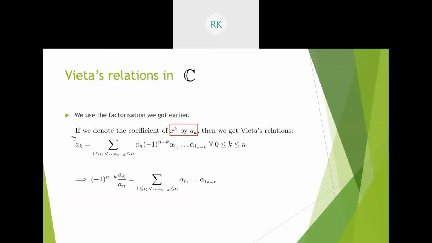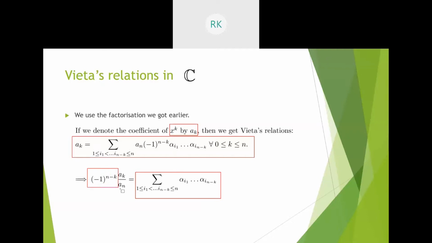Ak equals the summation over all possible choices of I1, I2 and so on up to In minus k, of a_n times (minus 1) power n minus k into alpha I1 into alpha I2 and so on up to alpha In minus k. So now if we want only the summation of alpha I1 into alpha I2 up to alpha In minus k, just by rearranging the equation a bit, we get minus 1 power n minus k into ak by a_n. Mind it, a_n is the leading coefficient, that's why it is not 0, and hence dividing by it is valid.